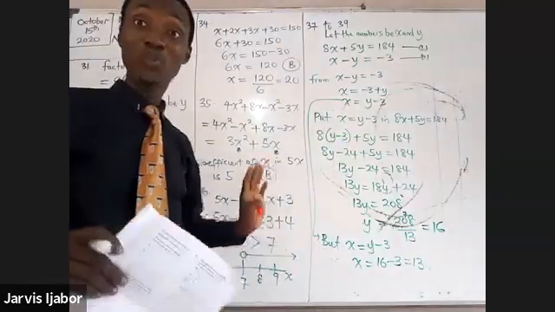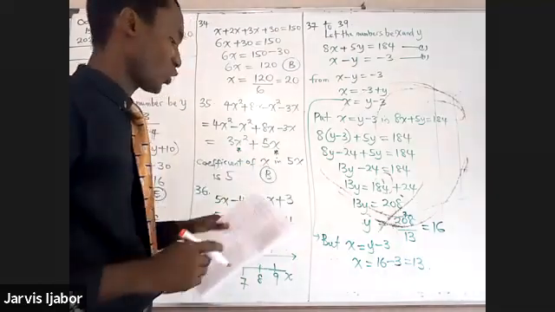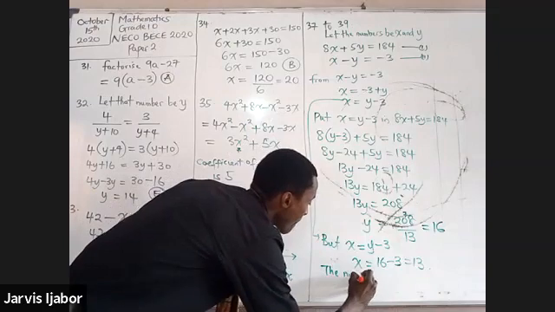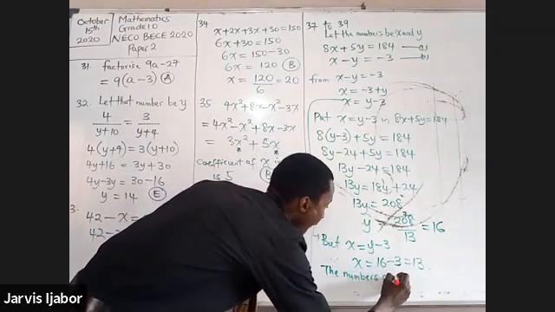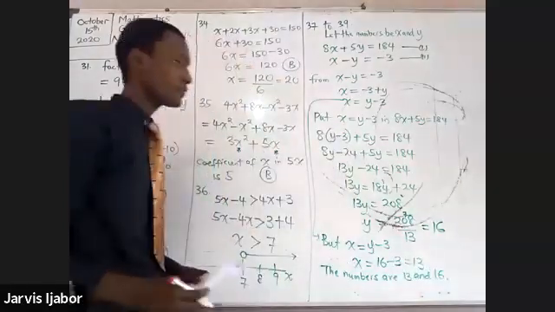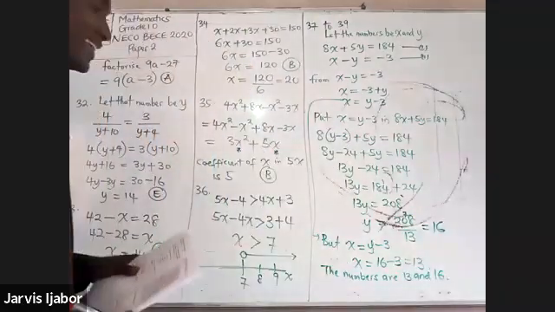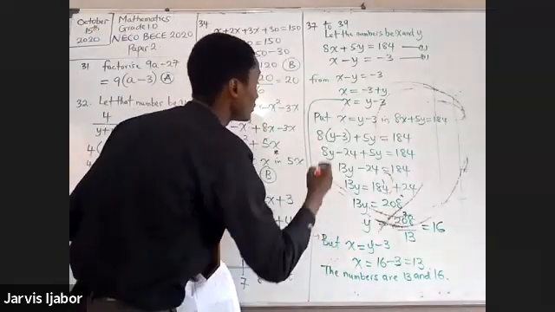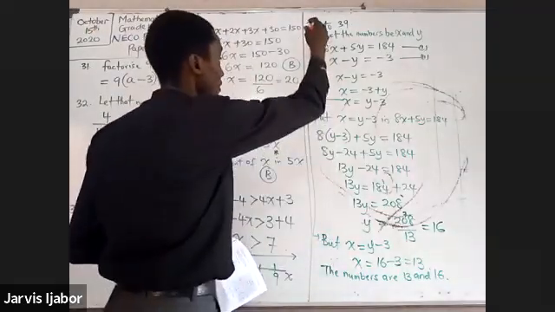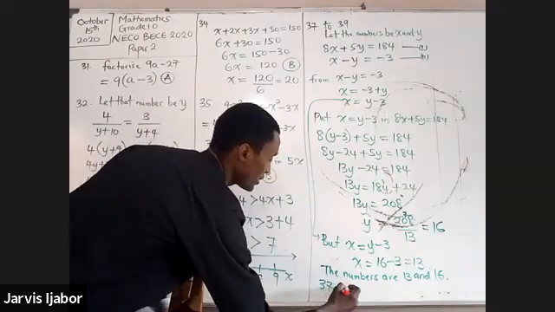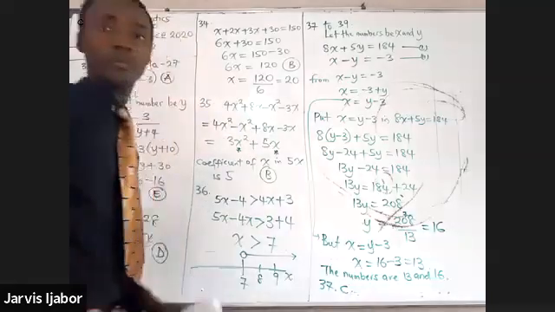Let's now see what the question wants us to do. What are the numbers? So the numbers are 13 and 16. The numbers will be 13 and 16. So for question 37, the answer will be C. Okay?